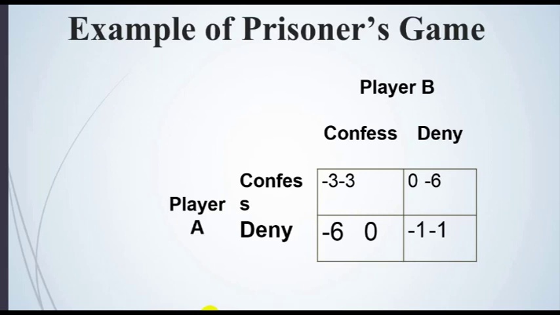Player A: confess, deny. Player B: confess, deny. Player A confess: -3, -3. Player A deny: -6, 0. Player B confess: -3, -3. Player B deny: 0, -6.